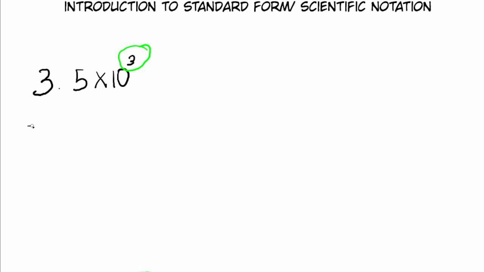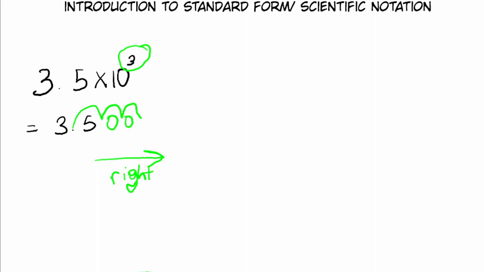Therefore, we are going to move 3 places to the right. Let's go ahead. So if we have 3.5, let's move 3 places to the right, this way. Let's go. 1, 2, 3. And we're going to fill these empty spaces with zeros. So the final answer will end up being 3,500.